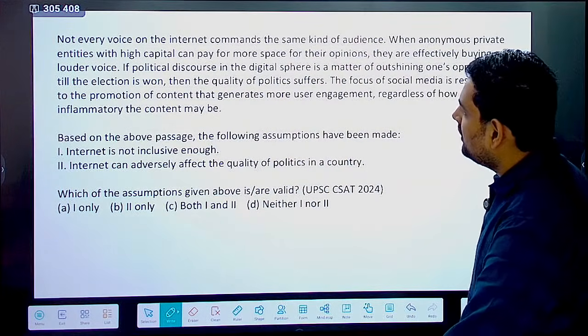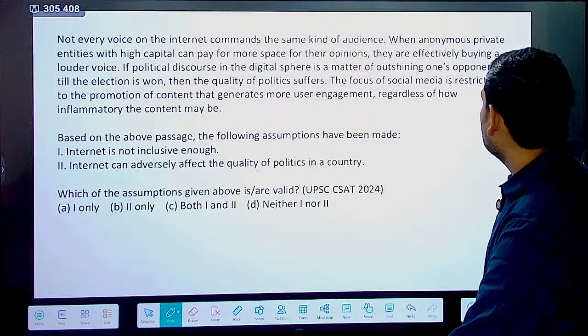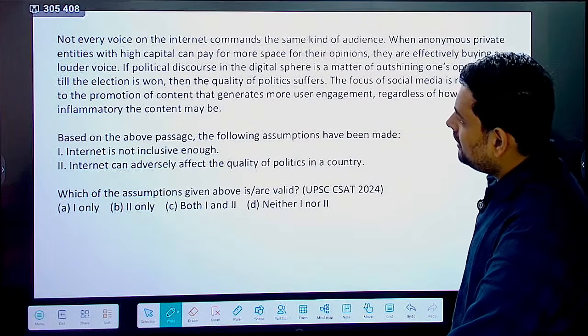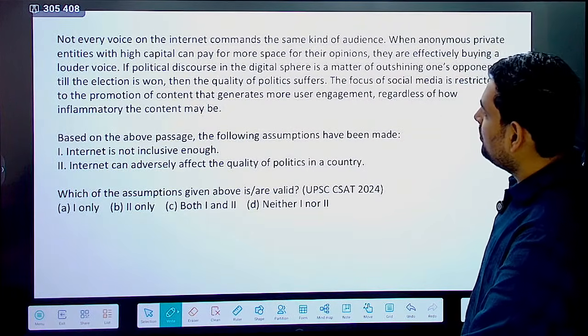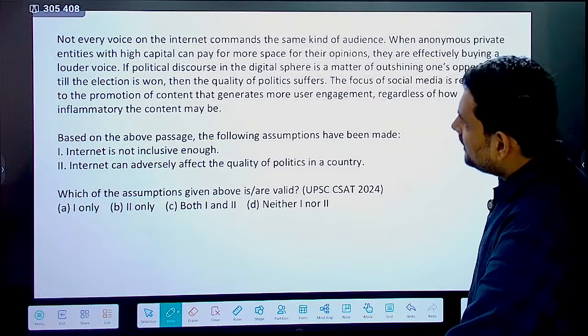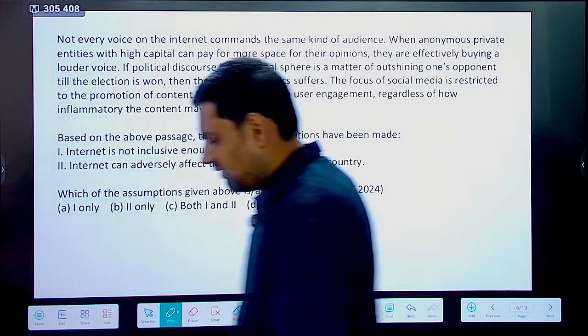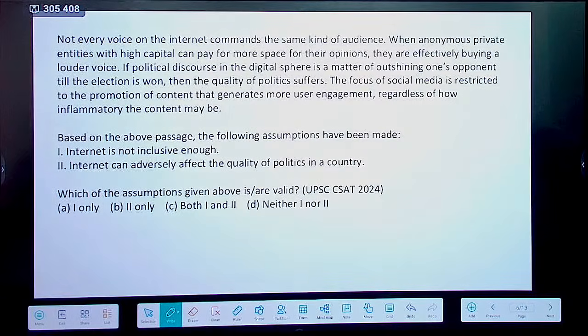Not every voice on the internet commands the same kind of audience. When anonymous private entities with high capital can pay for more space for their opinions, they are effectively buying a louder voice. Let's see. You do this. I'll wait. Let's see.